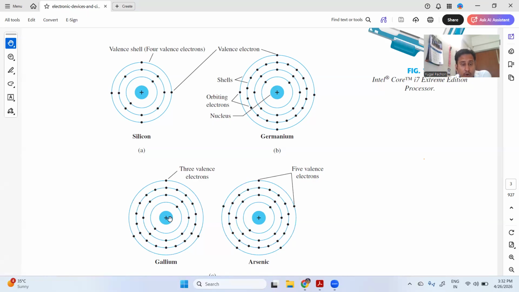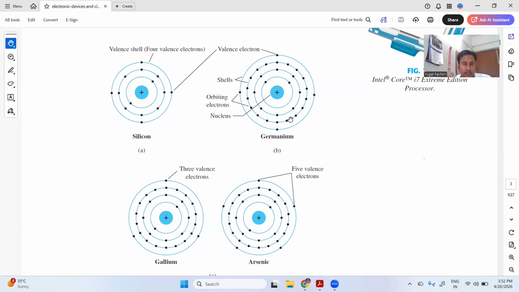The bond of gallium and arsenic will be different, but the bond of silicon and germanium will be covalent bonding. So majorly, we use silicon and germanium. And out of silicon and germanium, silicon is more used because silicon is abundant in nature. One more thing I will tell you, that it is abundant and easily available.